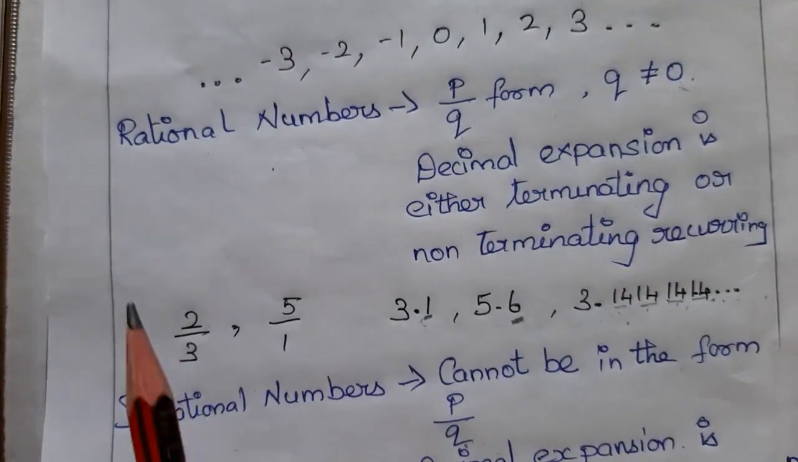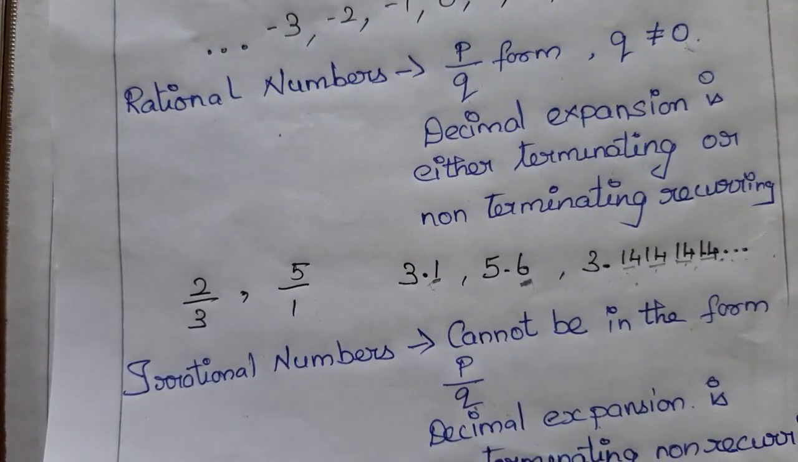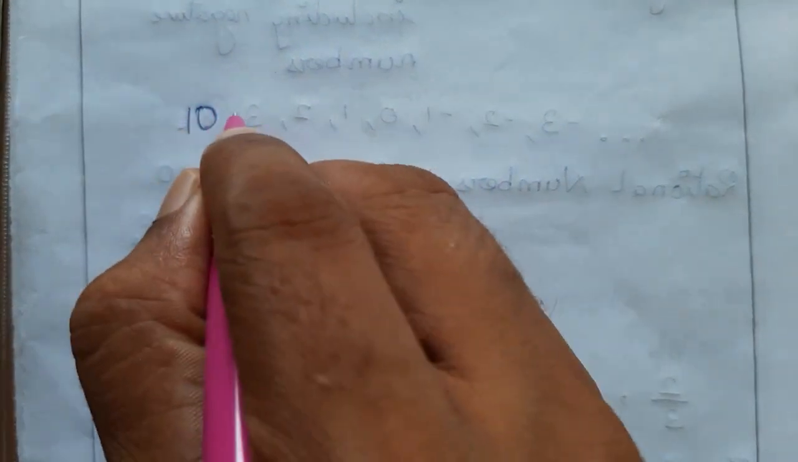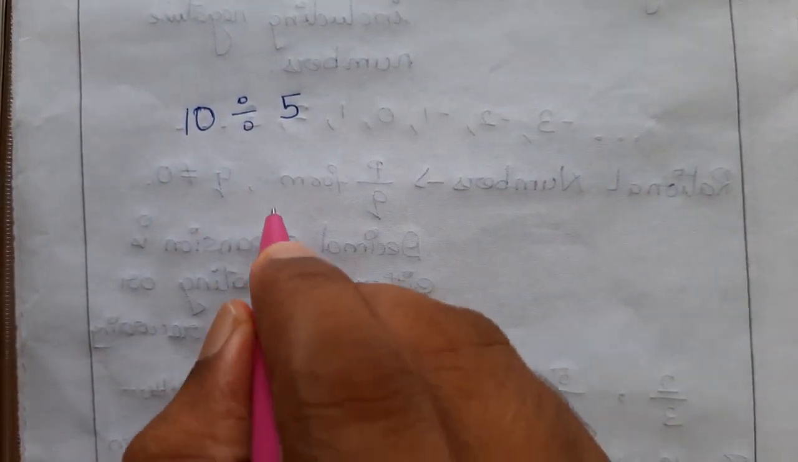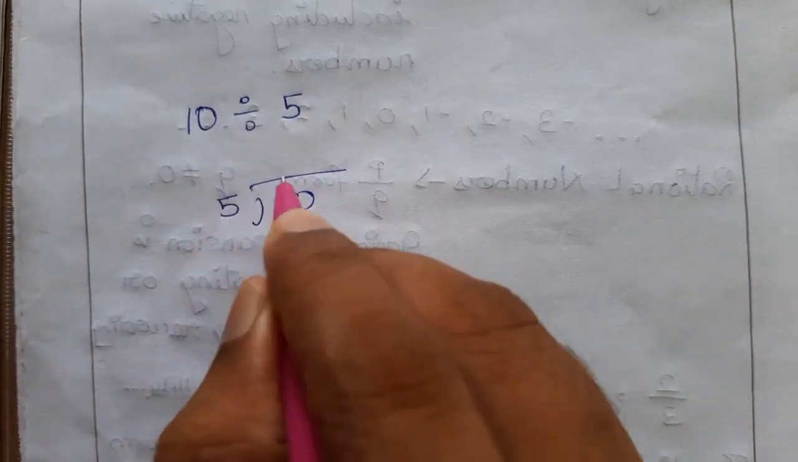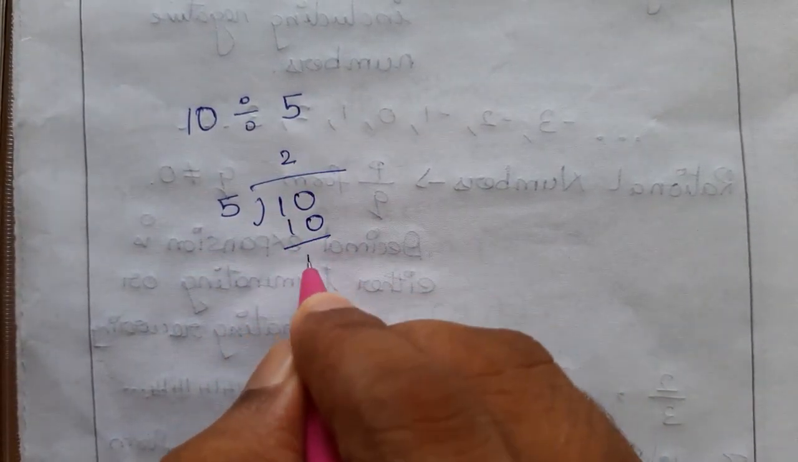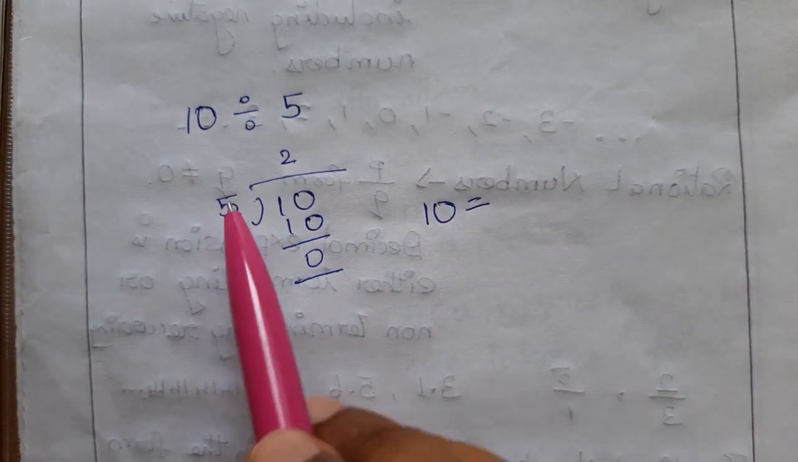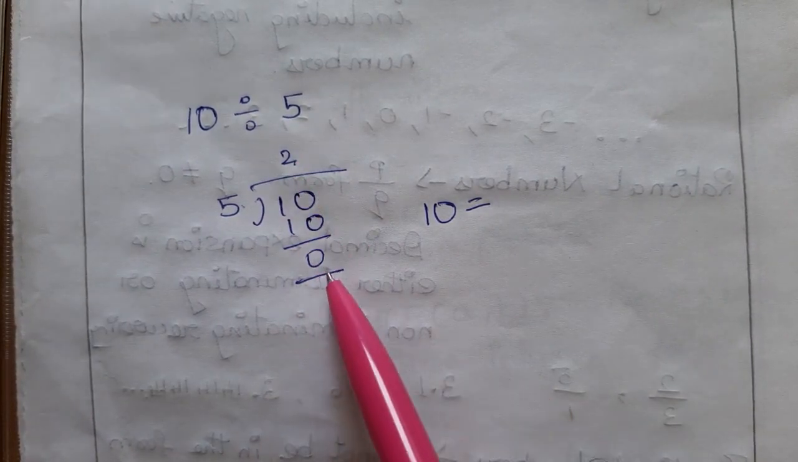Before going to Euclid's division lemma, we can revisit normal division. I will give one example: 10 divided by 5. How do we divide 10 by 5? We do normal division: 5 twos are 10 and the remainder is 0. Here we will get one relation. The dividend, 10, can be written in the form of divisor into quotient plus remainder.